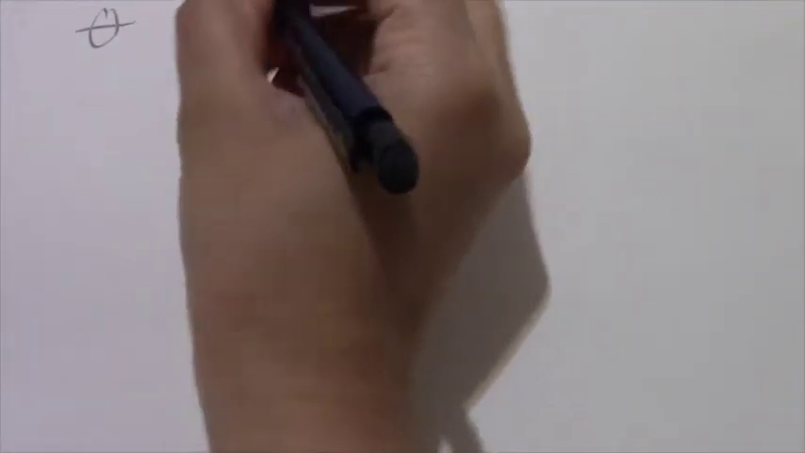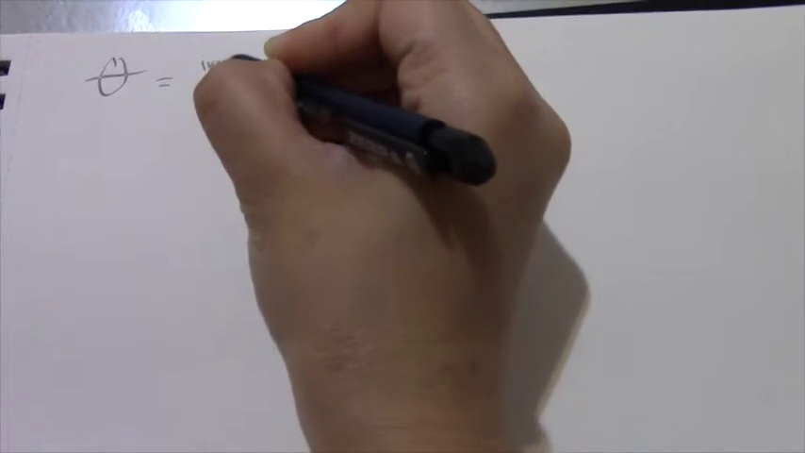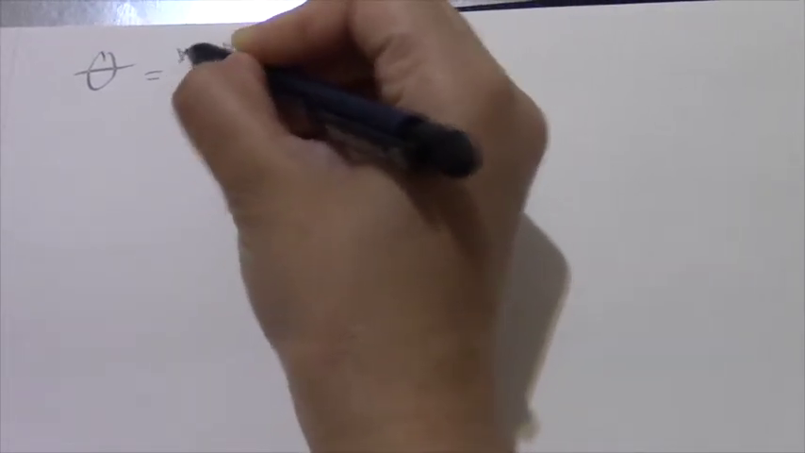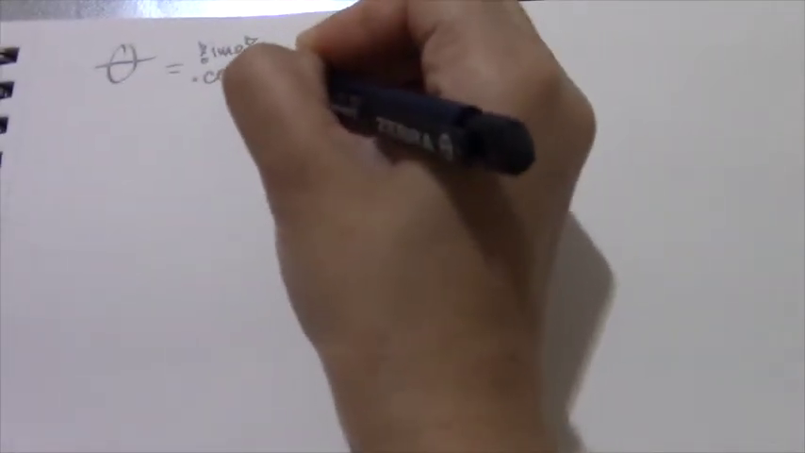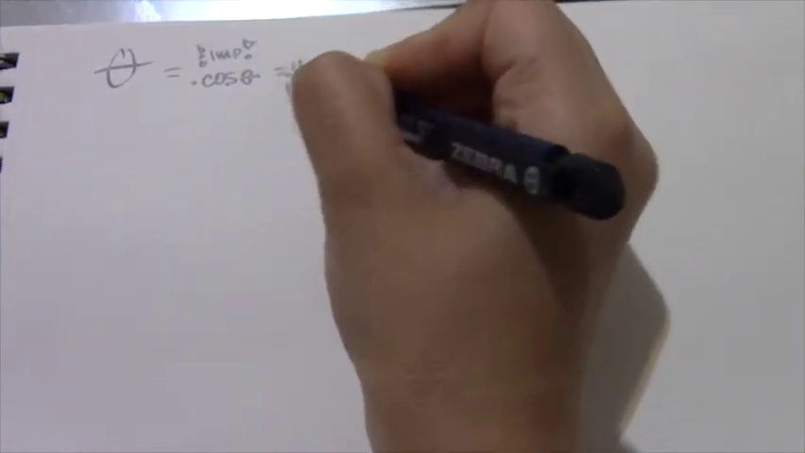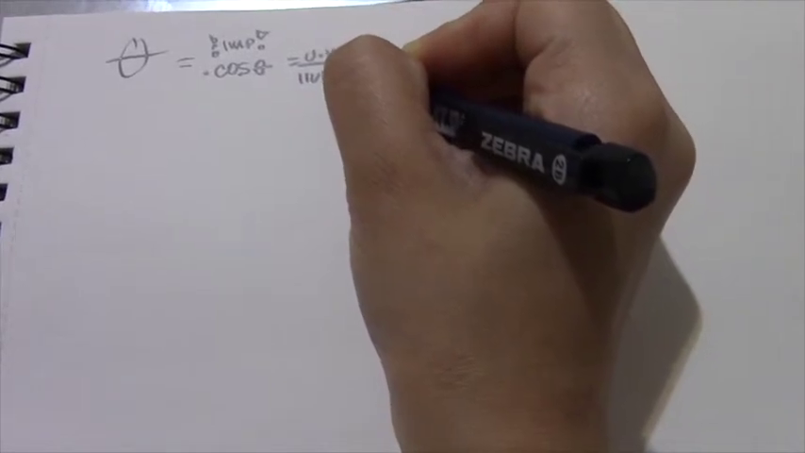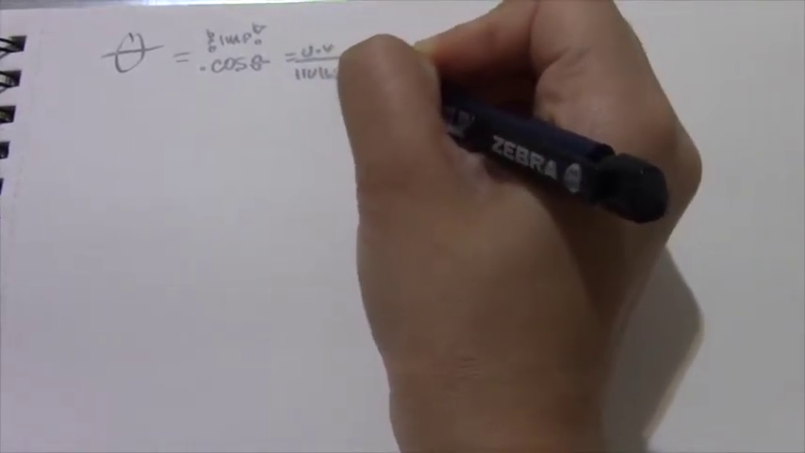In order to find theta in the dot product, you have to use an important equation, which is cosine theta equals U times V divided by double U times double V.